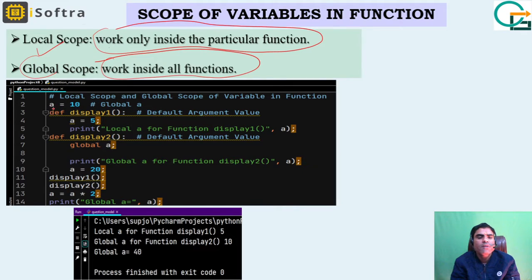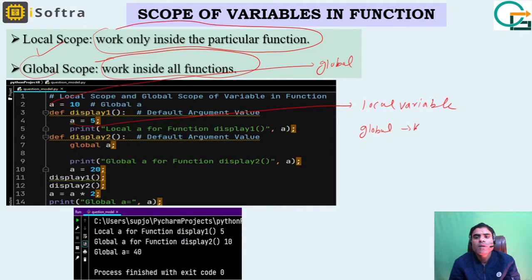Suppose this is an example. Here we have one variable a whose value is 10. This is a global variable. Here we have defined two functions, display one and display two, and a variable a is equal to 5. This is the local variable, because a local variable works only inside the particular function. In the second function, def display2, we want to use this global variable a. So I want to use this global variable inside function 2. Which keyword do we have to use? We have to use the global keyword.